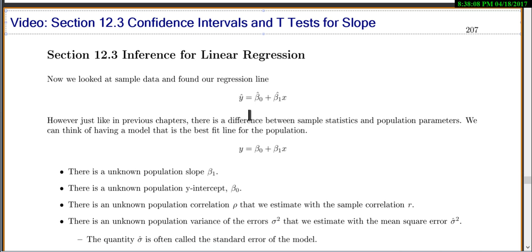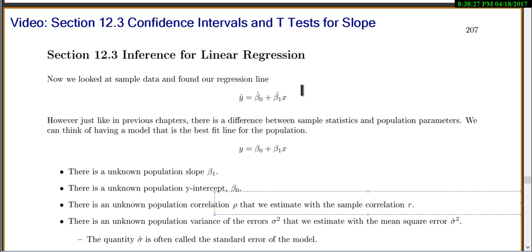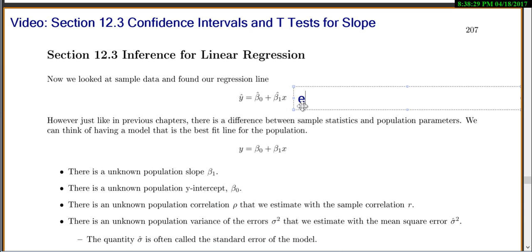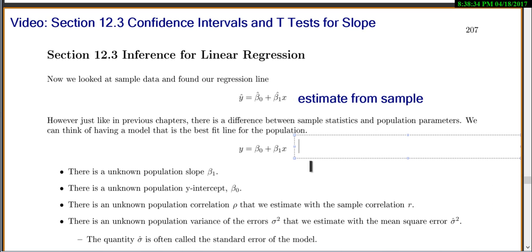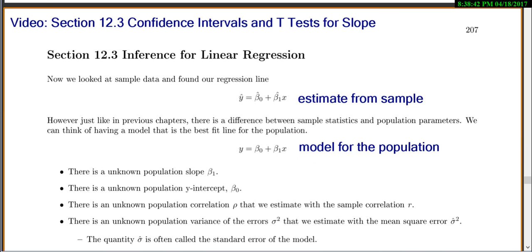Okay, for our slope, which is what we're most interested in regression. So if we looked at our sample data and found this regression line, this is the same as what we found before, just we have our estimate for our intercept, estimate for our slope. There's always that difference between your sample data and your population data. So this is your estimate from your sample. And this would be your model for the population. But we don't know the population slope, and we don't know the population intercept.